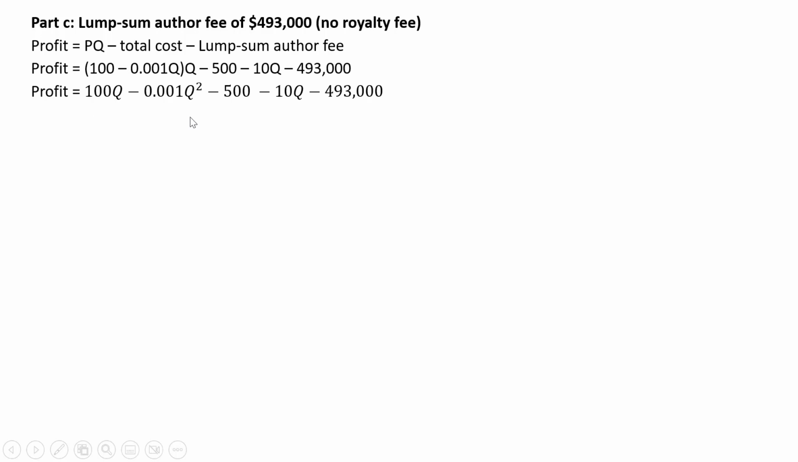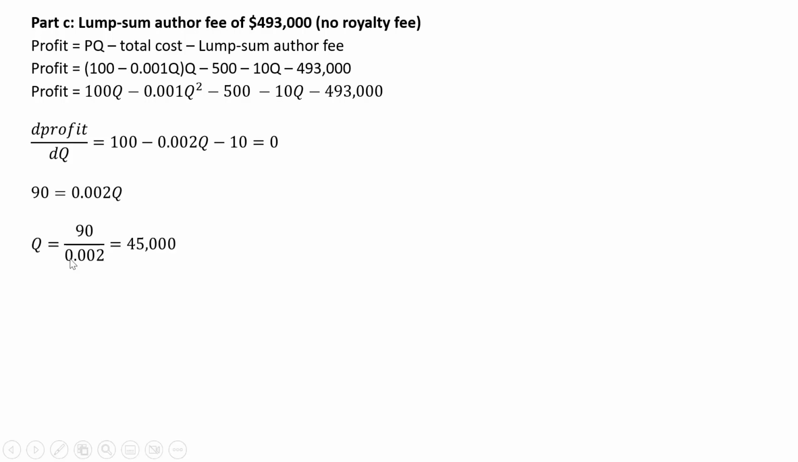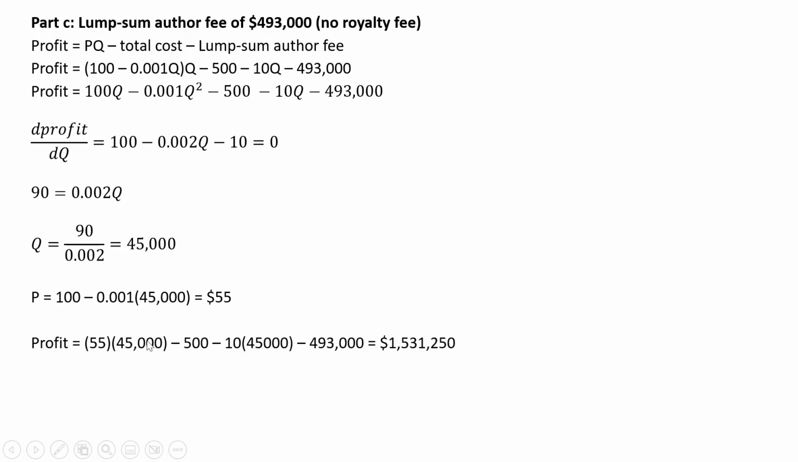And now maximizing, taking the derivative of the profit equation with respect to quantity. And the publisher here would produce 45,000 textbooks, sell them at a price of $55 each. The publisher would earn a profit here of over $1.5 million. So the publisher would do better here under the lump sum payment than under the royalty fee of 20%.